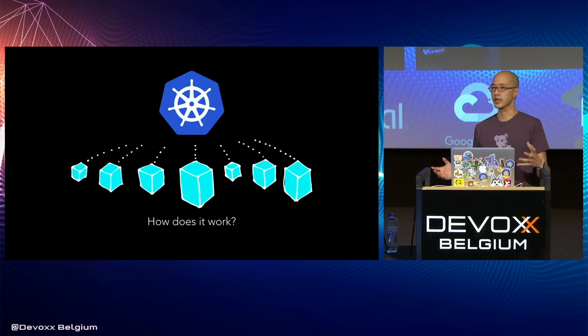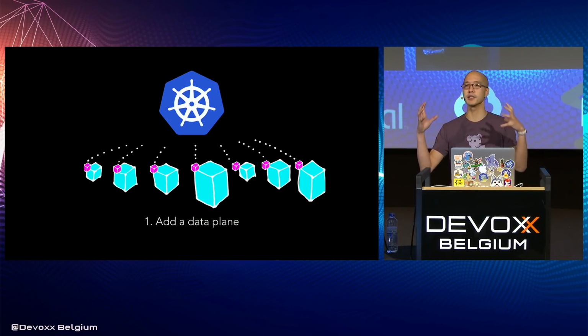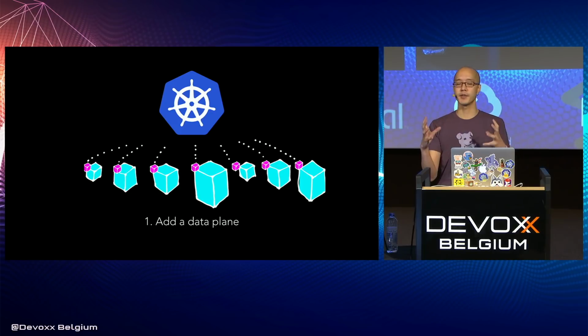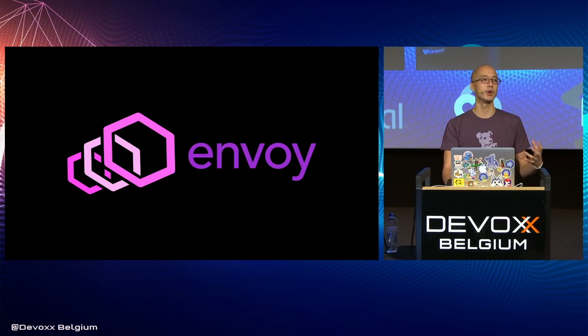So how does all of this work? It's not black magic. You really do 2 things. The first thing that you do is you add a data plane. So we're going to take all of our containers, we're going to shift them aside and put a sidecar there. And that sidecar is going to be Envoy. So Envoy is going to start taking over all of the network connections.